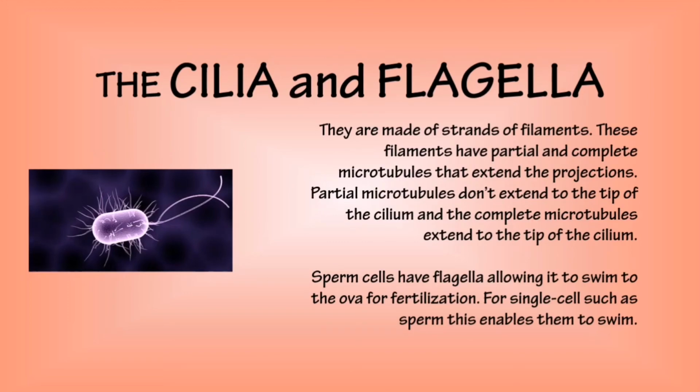They are made of strands of filaments. These filaments have partial and complete microtubules that extend the projections. Partial microtubules don't extend to the tip of the cilium, and the complete microtubules extend to the tip of the cilium. Sperm cells have flagella, allowing them to swim to the ova for fertilization. For single cells such as sperm, this enables them to swim.